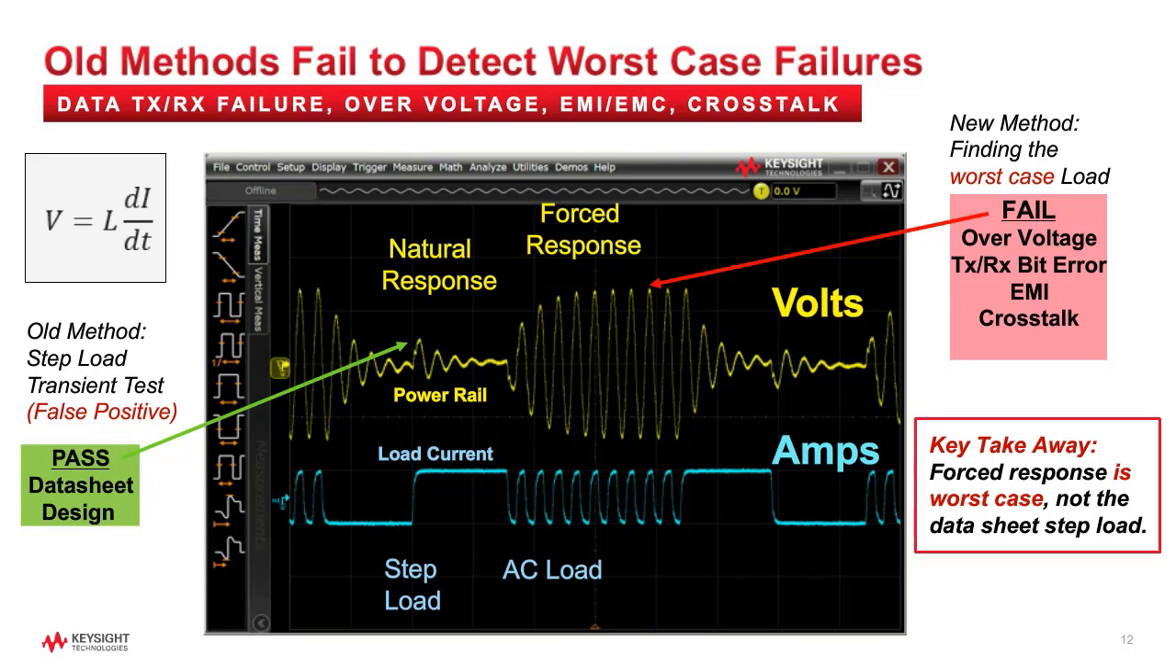But what if the load excites the power rail at that ripple frequency? This is called the forced response. It is much larger and is the worst-case ripple on the power rail. The forced response grows exponentially to a steady-state value and can be large enough to cause a device-damaging overvoltage, a failure in data transmission, or EMI noise.